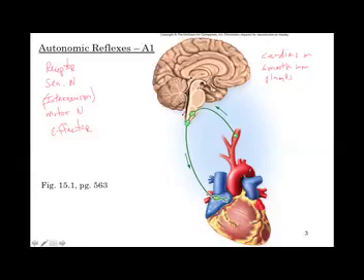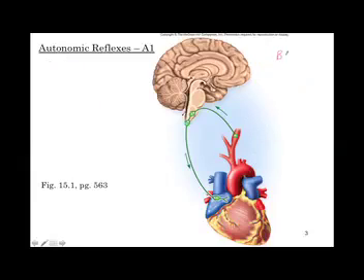Now here's a very specific reflex arc that's related to blood pressure. The receptors for blood pressure, and we'll talk all about this in our next unit, which is relating to blood and the cardiovascular system, are called baroreceptors. Baro meaning pressure, like a barometer, which measures atmospheric pressure. The baroreceptors are receptors that are detecting pressure.